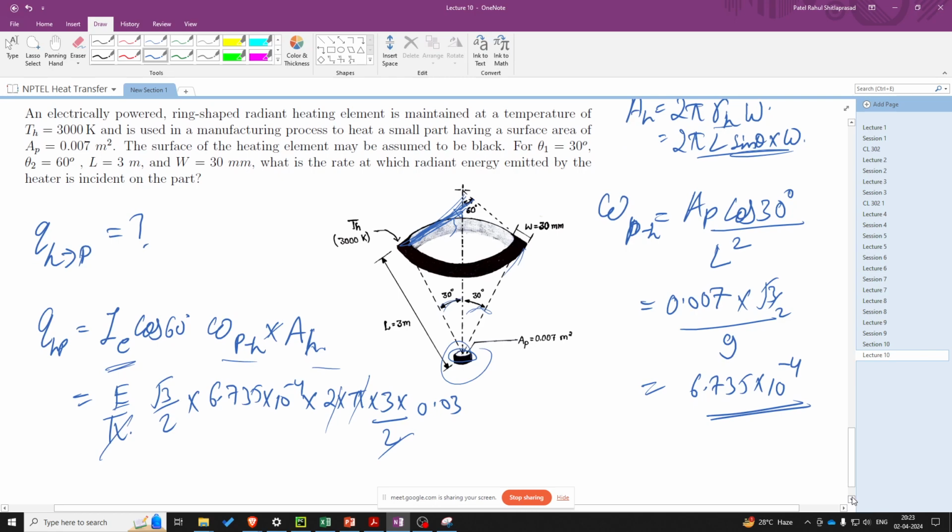Now this total emissivity will be sigma T raised to 4, that is for a black body. So this is basically EB upon pi, so it will be sigma T raised to 4, that is 5.67 × 10 raised to minus 8. TH is 3000 Kelvin raised to 4. Cos of 60 is root 3 by 2 into, let's just calculate this term, 3 into 0.03, 6.735.